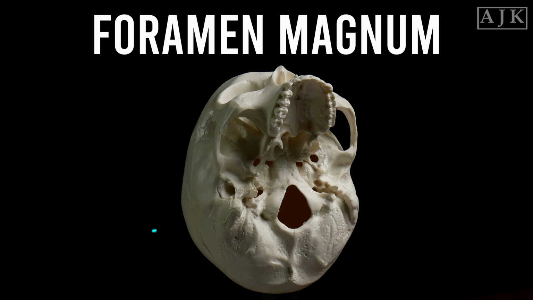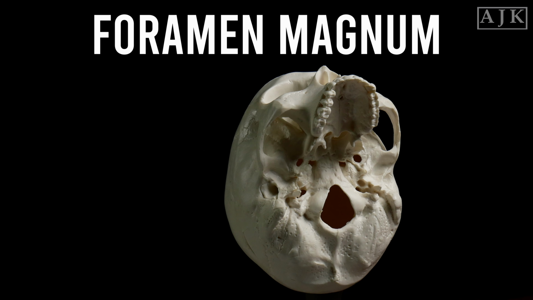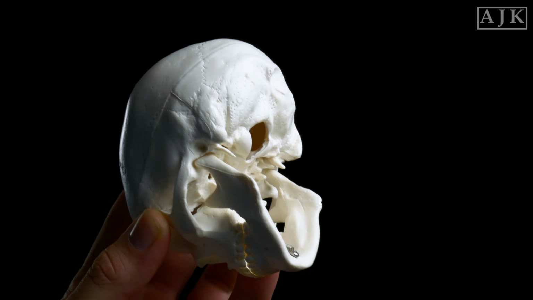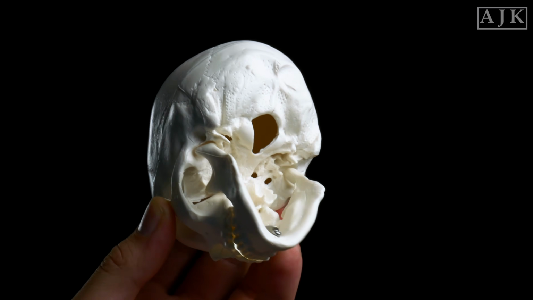Number 9 is the foramen magnum of the occipital bone. This is the hole where the spinal cord passes through and where the spine begins. It's located more towards the back of the head. And when you nod, that joint is happening just below the foramen magnum.